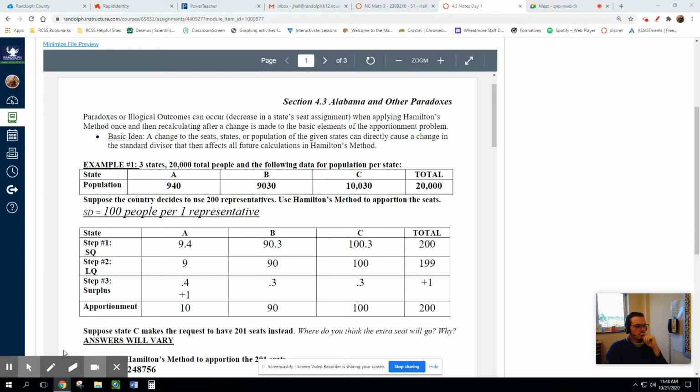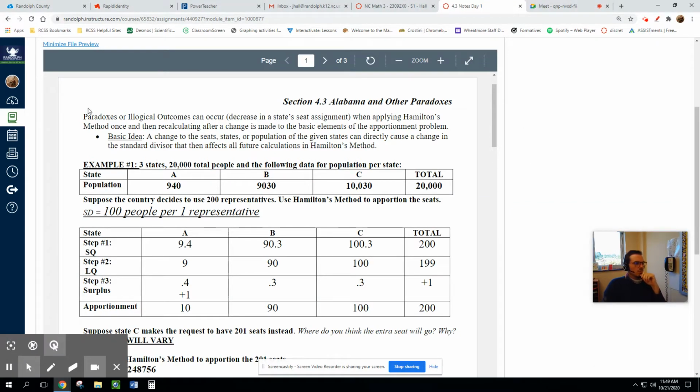All right, so today we're going to look at section 4.3, the Alabama and other paradoxes. Paradoxes or illogical outcomes can occur. They can decrease a state's seat assignment when applying Hamilton's method once and then recalculating after a change is made to the basic elements of the apportionment problem.